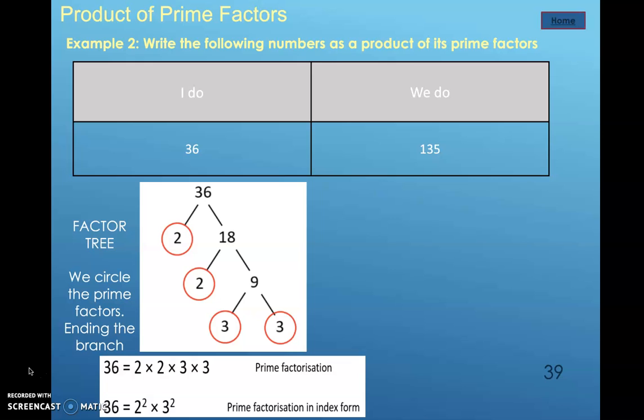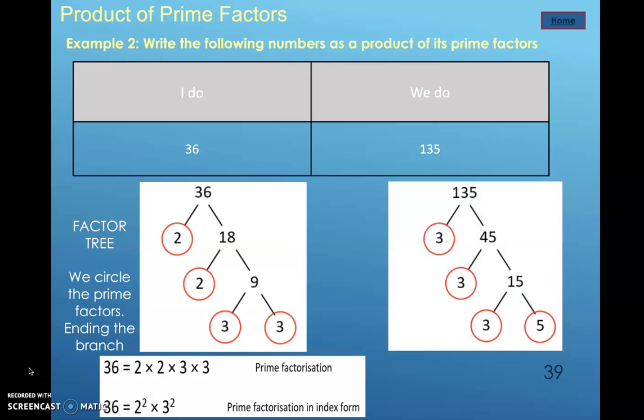Now pause the video, give yourselves 2 minutes to try and break down 135 into its prime factorisation. Here we go. So 135 can be broken down into 3 times 45. 3 is prime, so it ends the branch. 45 can be broken down into 3 and 15, and 15 can be broken down into 3 times 5. So there are the prime factorisations for 135 in standard and index form.